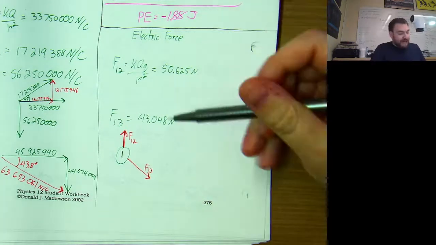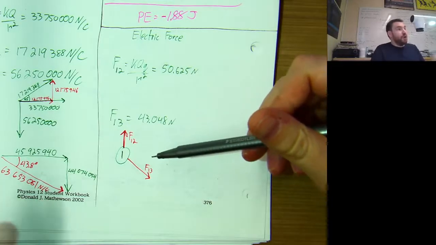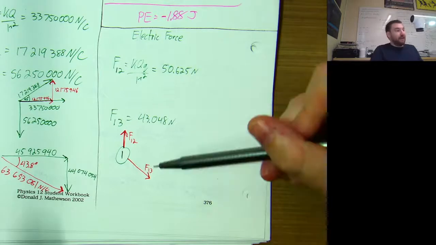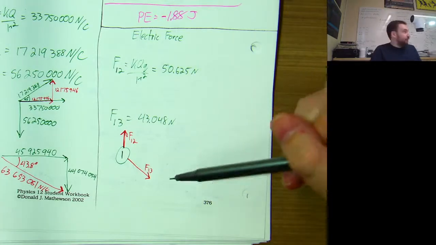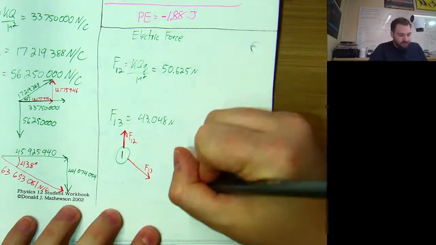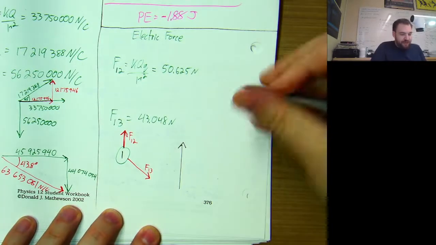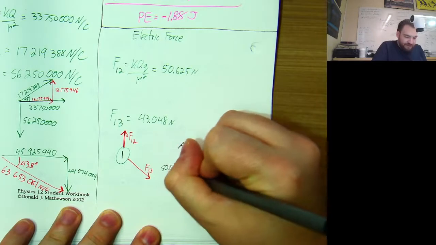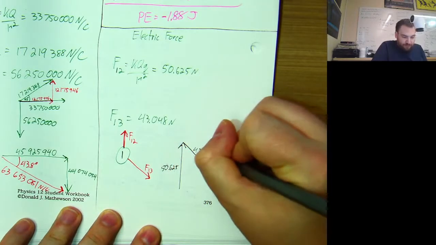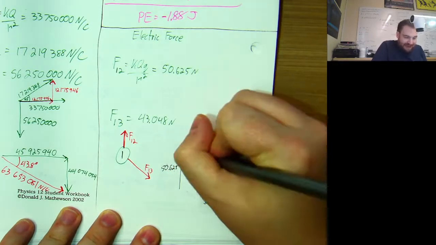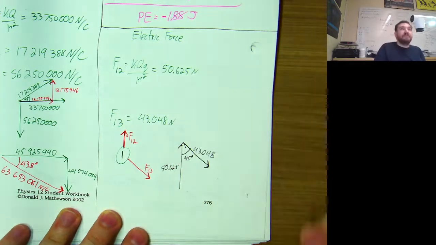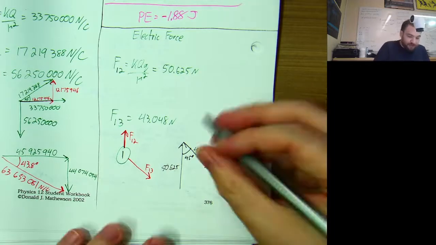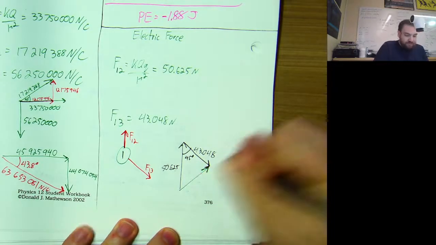Okay, so now we can add these things together using vectors, or you can break them up and deal with components. I don't care. This one, though, really nicely lends itself to cosine law. So F12 is going to go that way. Adding to it, F13 going that way. This guy's 50.625. This is 43.048, and that angle there is 45 degrees. It's beautiful. So that guy's going to go that way.